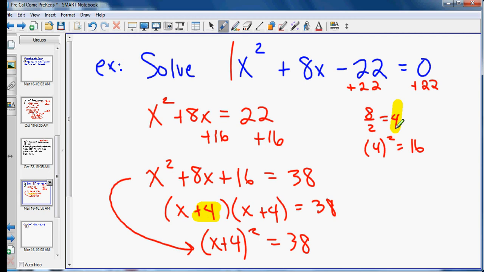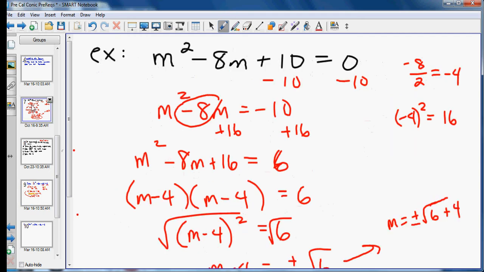If you look back at our first example, we ended up with m minus 4. And when you divide negative 8 by 2, you get negative 4. So that can be a really quick way to factor these when you're completing the square. But let me say it again. This is not some magic trick that works for all factoring. It's just something that works with completing the square.